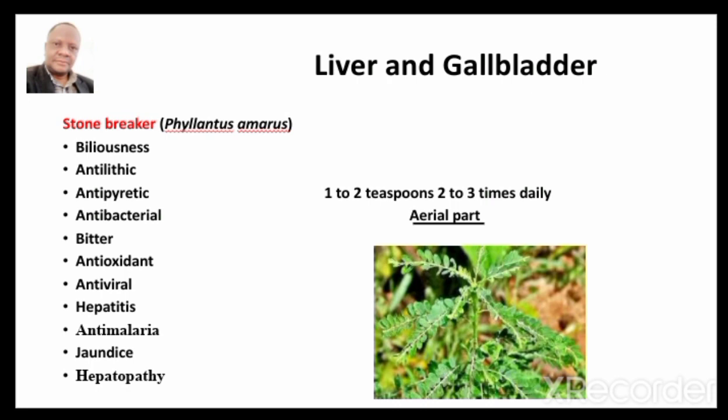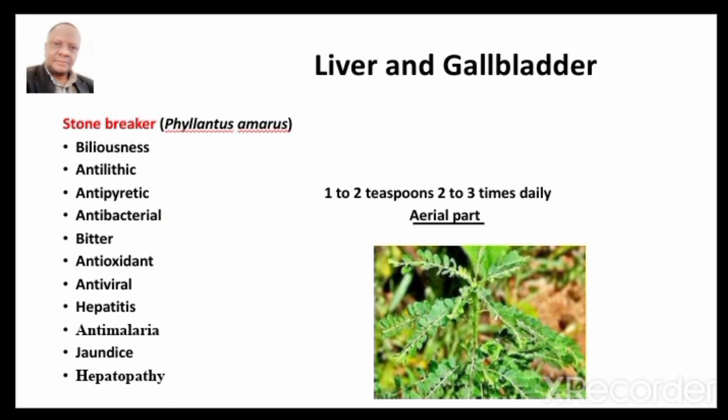Stonebreaker is the first we have to look at, Phyllanthus amarus. Treats biliousness, it's an antilithic, meaning it can break stones, it can shatter stones. It's an antipyretic, it lowers feverish condition, antibacterial. It's a hepatic tonic, it's an antioxidant. It can ward off free radicals that cause diseases. It's an antiviral remedy, very useful in the treatment of hepatitis, malaria, jaundice, and also very useful in the treatment of hepatopathy, disease of the liver.